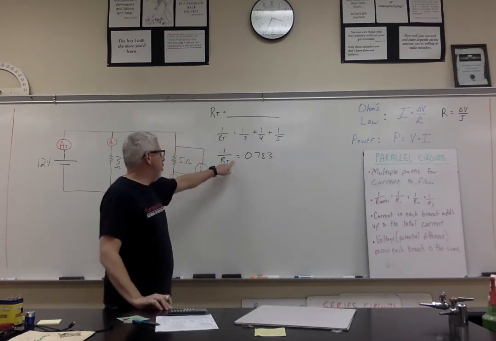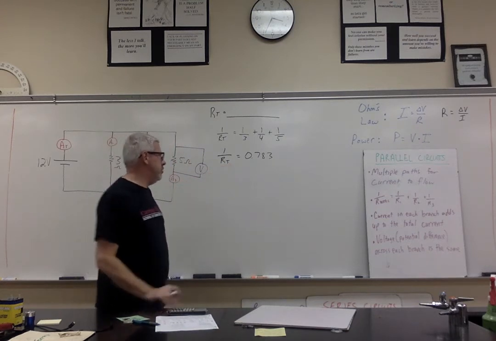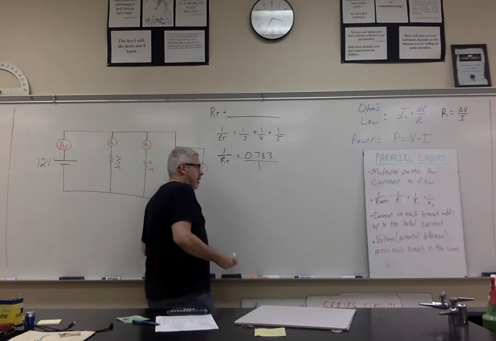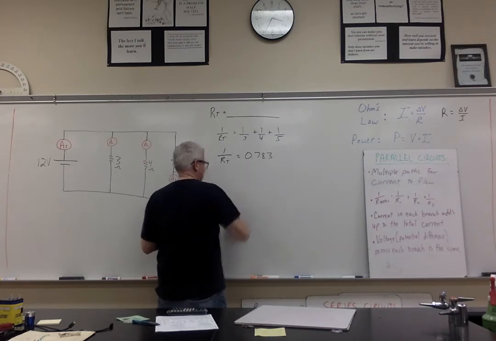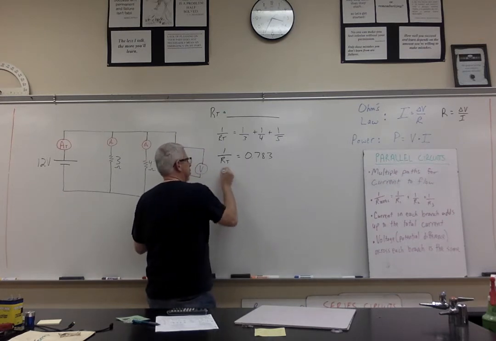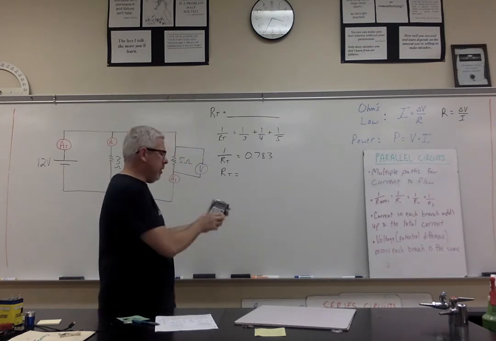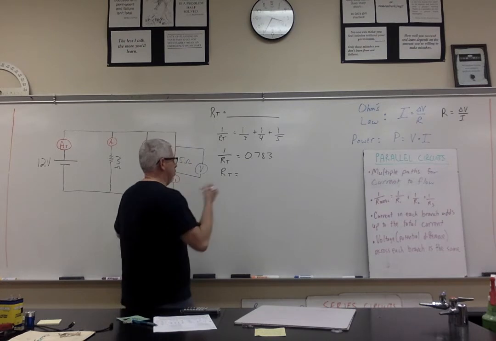Well, that tells me 1 over this. It doesn't tell me the value itself. Now there are a couple of ways you could do that. You could think of this as being over 1 and cross multiply, or you could simply take the reciprocal of this value, which I'm going to do, and push the 1 over x or x to the -1 button in the calculator one last time, and I get 1.28 ohms.